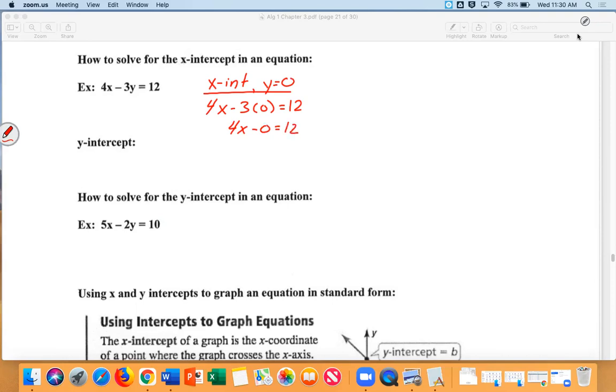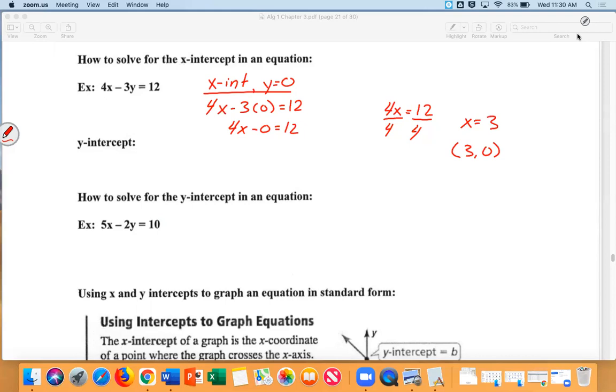What's anything minus 0, Chucky? That thing, right? If I had 4x minus 0, that's just going to be 4x. Like if I had 5 minus 0, that's 5. So this is going to be 4x equals 12. Nate, how do I solve that? You're going to divide by 4. When I divide by 4, I get x equals 3. So this is the point 3, 0. And I'm going to show you how all of this stuff comes together. Don't worry, it's not all that much work.